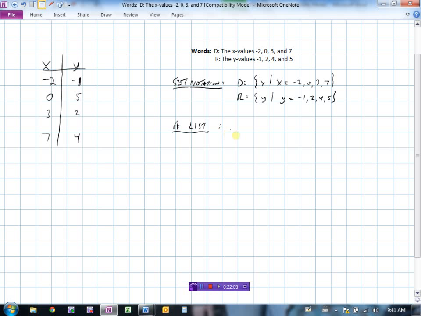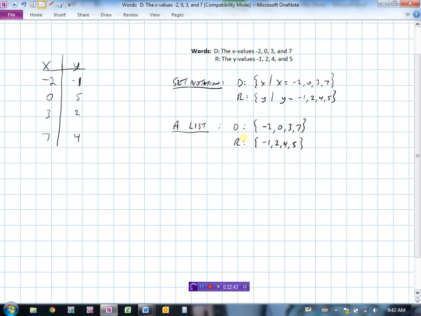So we would just say the domain is, and we would use those little brackets, and then we would just list them out: -2, 0, 3, 7. And for range, brackets, -1, 2, 4, and 5. So the set notation is really mostly used if we have a whole bunch of numbers, like a range of numbers like we had on those graphs, where we had more than just certain specified x values.